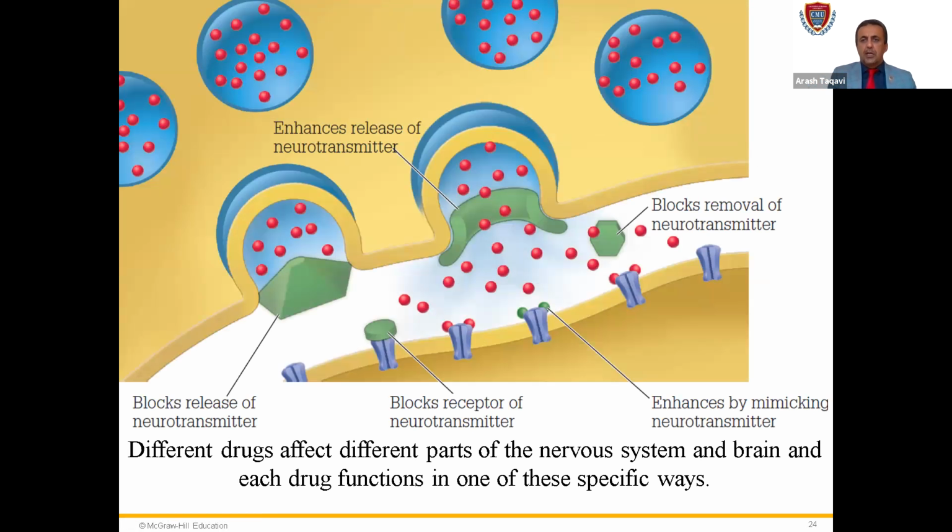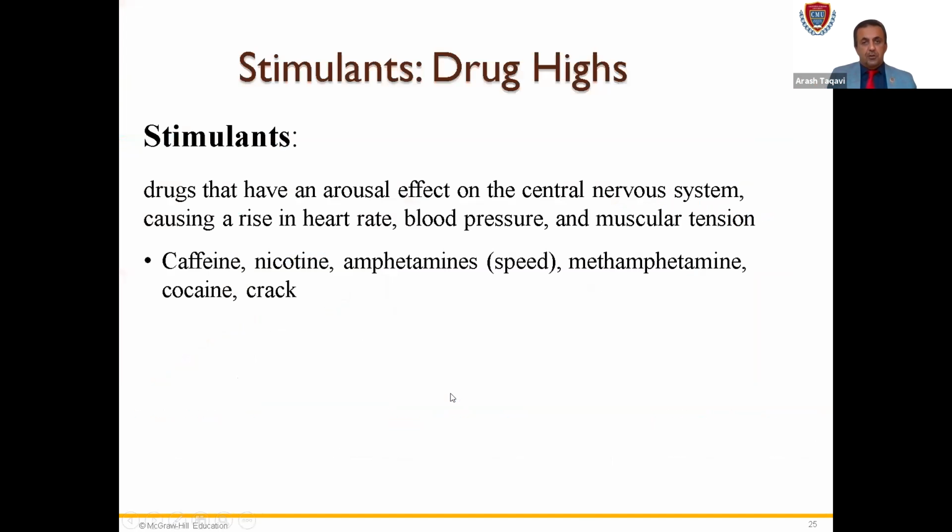Okay, this is the last part. You can see the material, the neurotransmitters involved in the impact of drugs on your body. Sometimes drugs block removal of neurotransmitters, some enhance the release of neurotransmitters. Addiction is also related to neurotransmission in the synaptic space, the synaptic gap between two neurons. Drugs block the release of neurotransmitters, block receptors of neurotransmitters, and enhance by mimicking neurotransmitters.